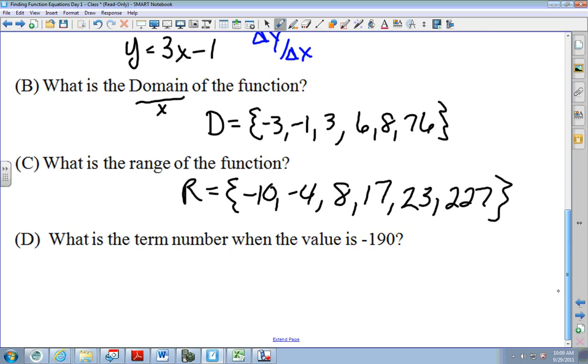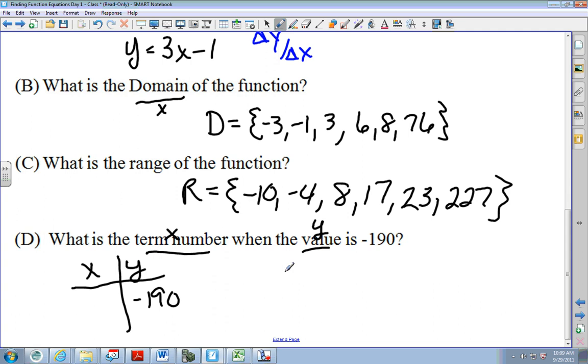The next question they have for you is, what is the term number? Remember, term number is the x when the y number is -190. Now to do this out by hand, I can take 3x minus 1 equals -190, and I can solve from here. I can add 1 to each side. I get 3x equals -189. I can divide by 3.